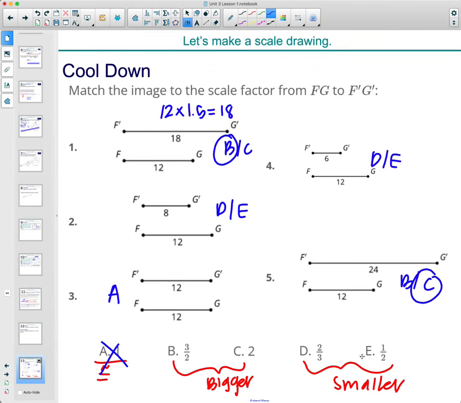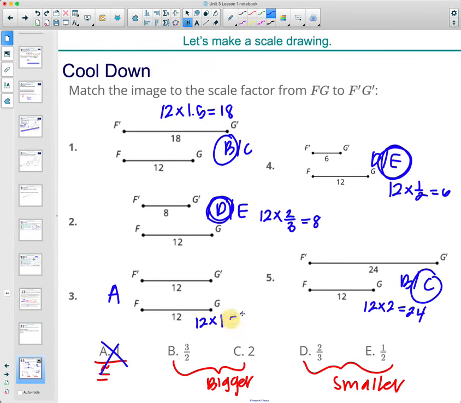For these two, it's easier for me in my head to do 1/2. So I'll look for the one that's half the size. 12 to 8, not half. 12 to 6, that's half. So this one is E. That must mean that this one is D. And again, you can do these in your calculator. 12 times 2 divided by 3 will give you 8. 12 times 1/2 will give you 6. 12 times 2 will give you 24 here. And also 12 times 1 will give you 12 here.